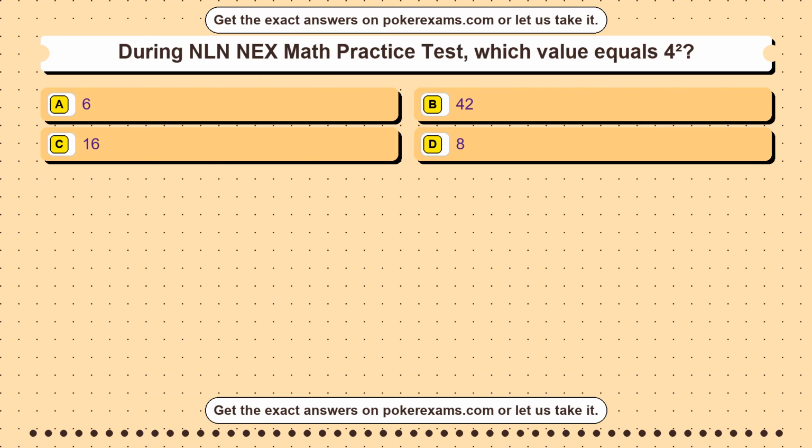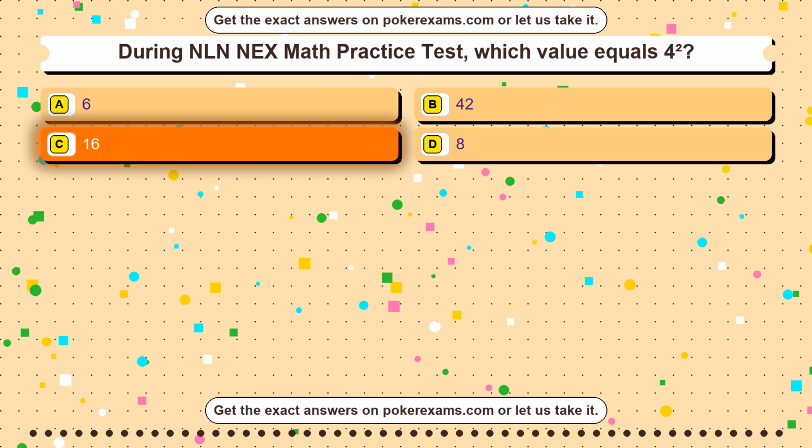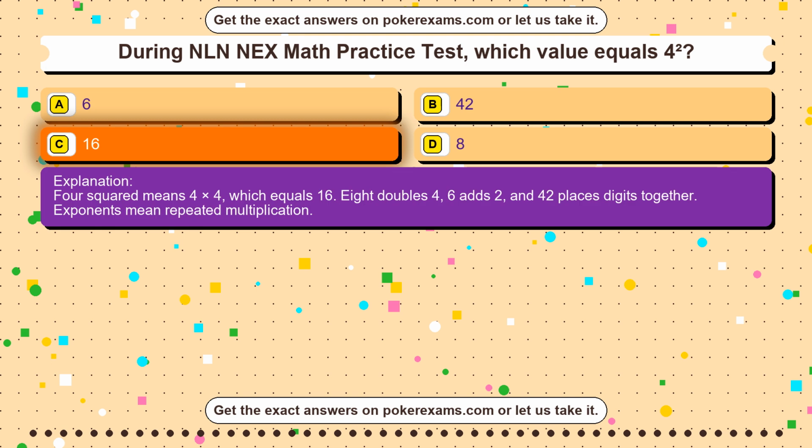Question 31. During NLN NEX math practice test, which value equals 4 superscript 2? Option A, 6. Option B, 42. Option C, 16. Option D, 8. The correct answer is option C. 16. 4 squared means 4 times 4, which equals 16. 8 doubles 4, 6 adds 2, and 42 places digits together. Exponents mean repeated multiplication.